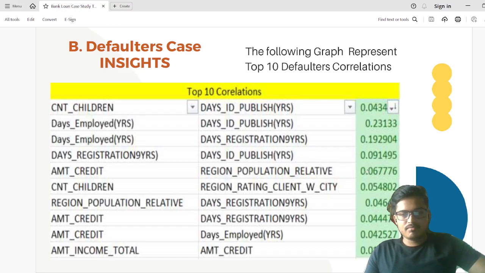Again, we can see that in the defaulter case, it is less positively related even in our top 10 correlation, right? Only one is more positive, that is days employed and days registration in the defaulter case, and all the others are less positively correlated.